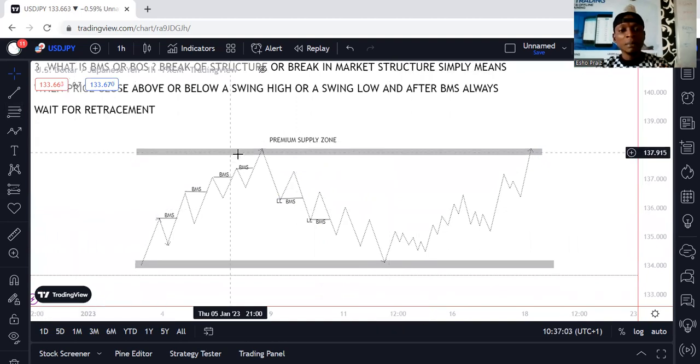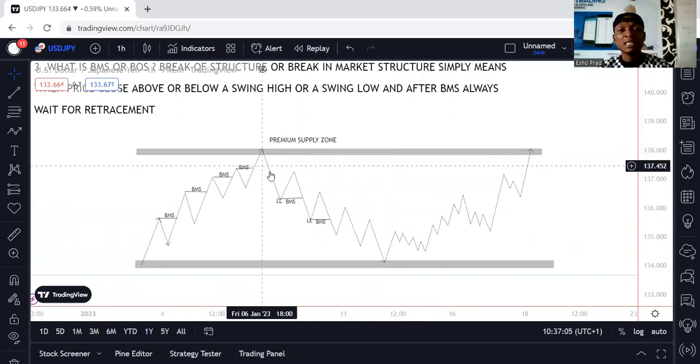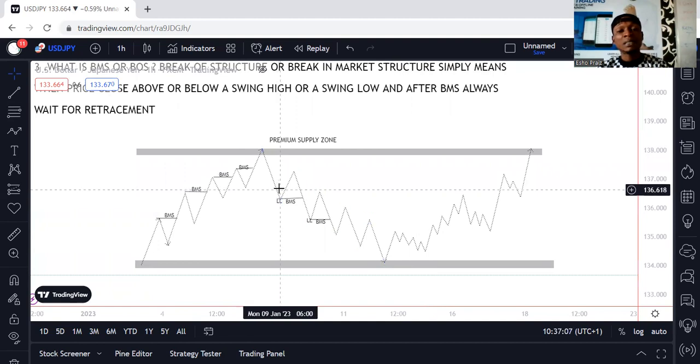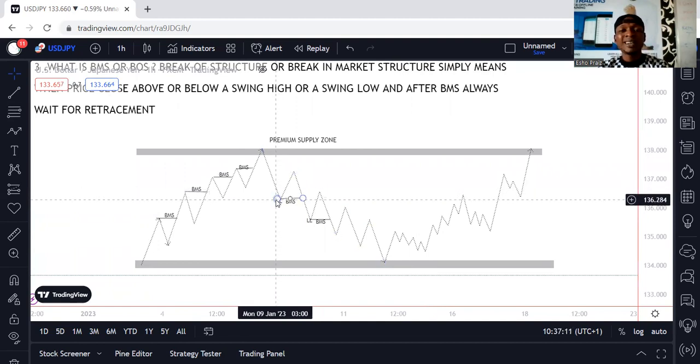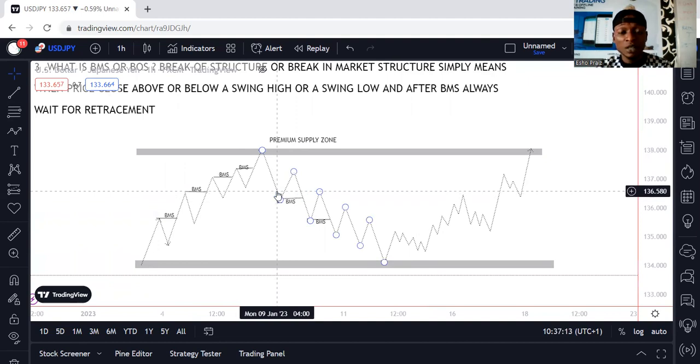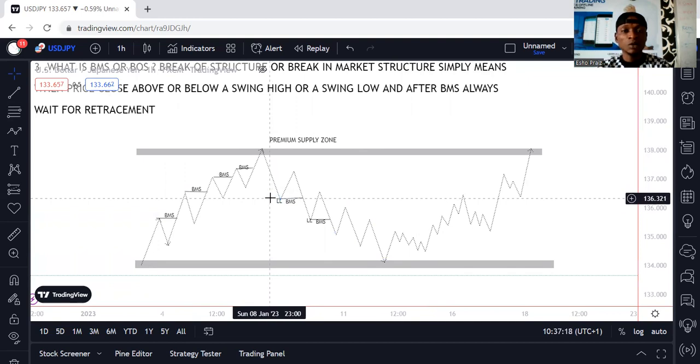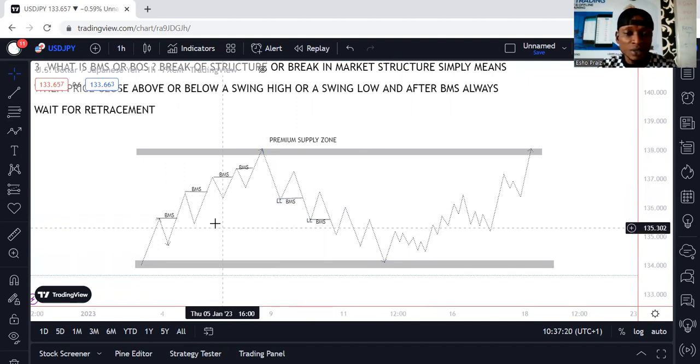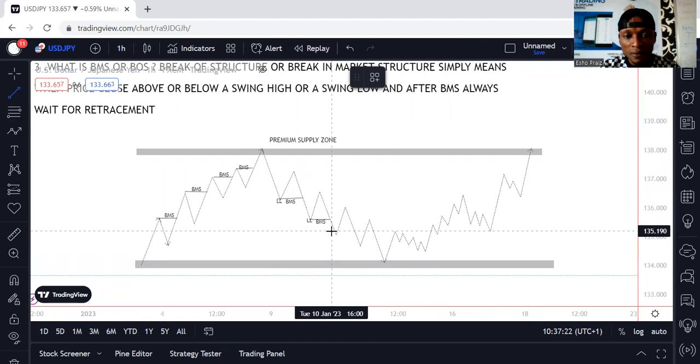Now, remember we are in a downtrend market. As the market is approaching our demand zone, there will always be expansion and retracement, which is range high, range low, range high, range low, right? You understand what I'm saying now? So we have another.